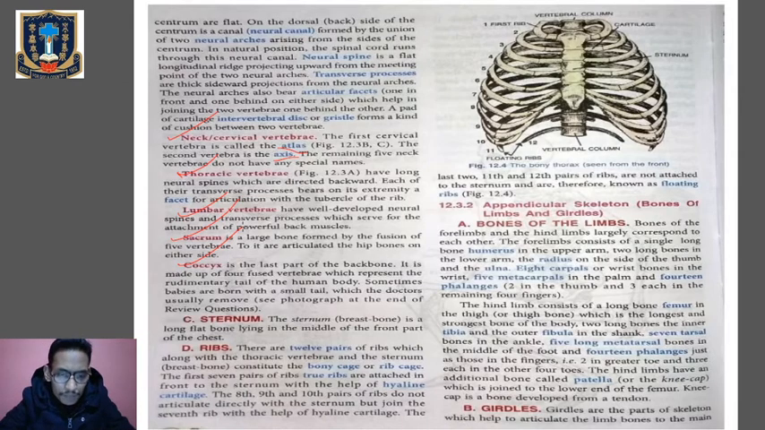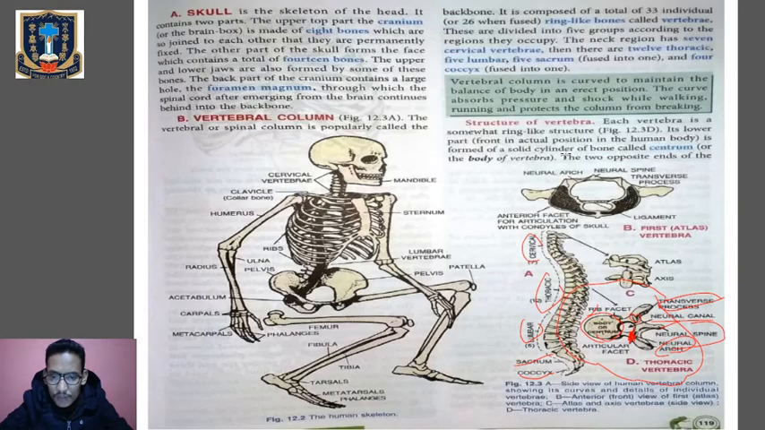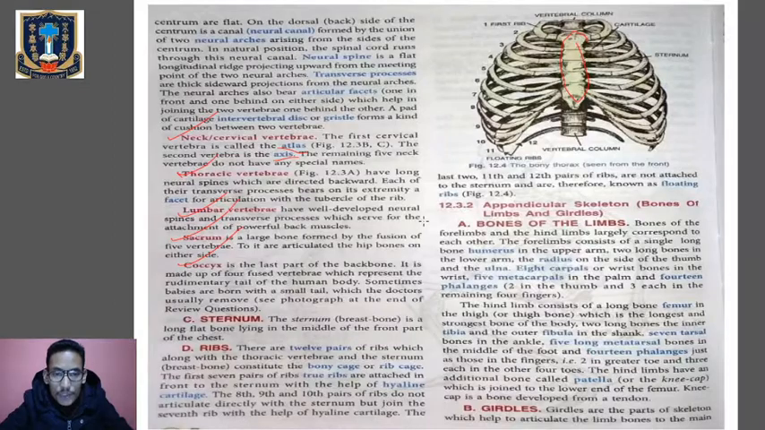Now next one is the sternum, meaning the breastbone. This particular bone we are talking about is called the sternum, which is also called the breastbone. The sternum is a long flat bone lying in the middle of the front part of the chest, and then we have ribs. There are 12 pairs of ribs.